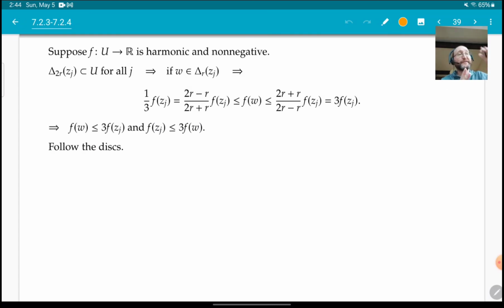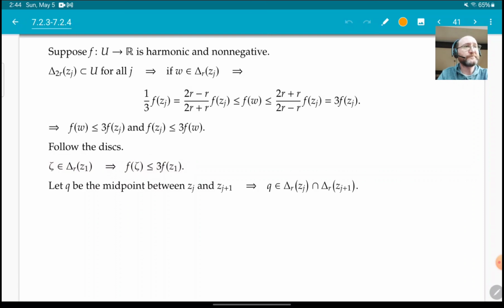All right, so now we're going to follow the disks. We're going to go from zeta to xi. We're going to follow these n disks, right? So first, zeta is in the R disk around z_1. So therefore, f of zeta is less than or equal to 3 times f of z_1, right?